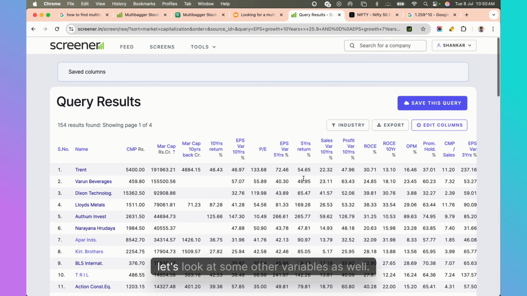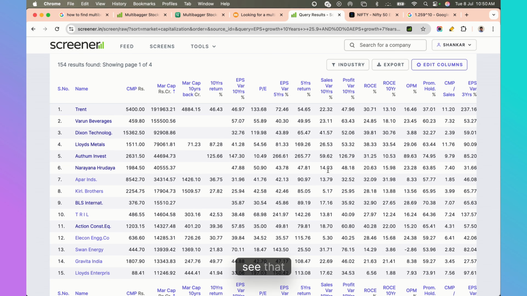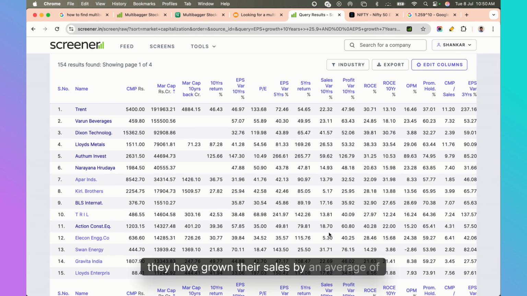Okay, now that we are here, let's look at some other variables as well. Let's look at the sales growth, and we generally see that most of these companies, which by our definition are multibaggers, have grown their sales by an average of around 15%.